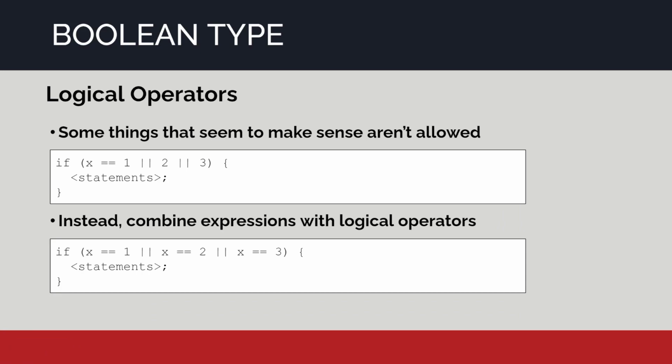Frustratingly, there are some things that just aren't allowed. If you think logically, these seem to make sense, especially if you're thinking about mathematical statements. If x is 1 or 2 or 3, that seems to make sense. If you were to say that to someone, they would understand what you meant. But unfortunately, the Java compiler will not understand that.